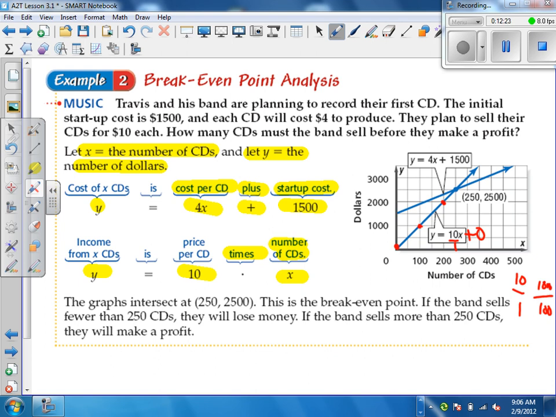For the other one, 4x plus 1,500, here's 1,500, that's the y-intercept. You rise 4, run 1. So basically, if I rise 4, run 1, notice what they're doing. They're rising from 1,500 to 3,500, so they're rising 2,000. Now, what did you multiply 4 by to get 2,000? Well, it would be 500.